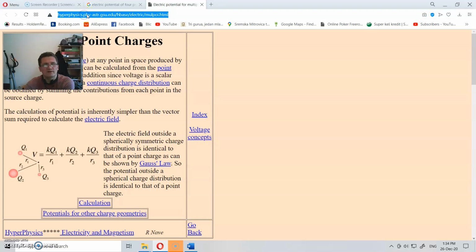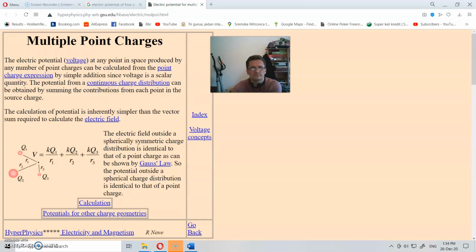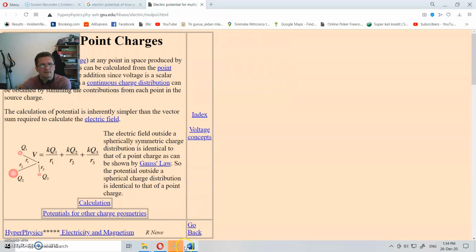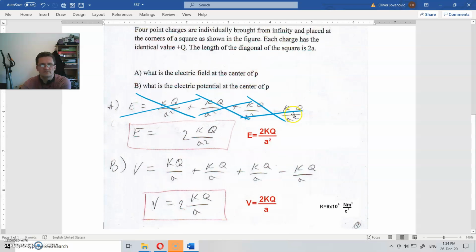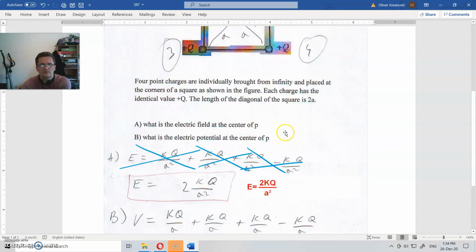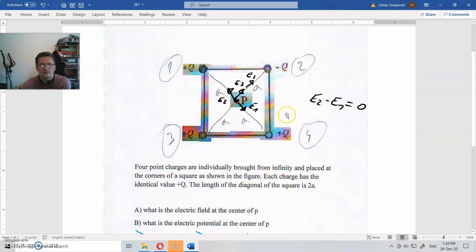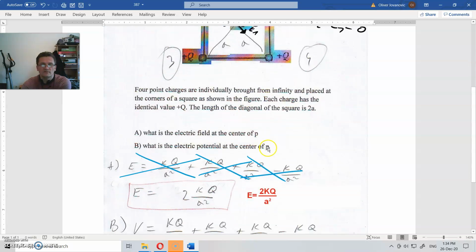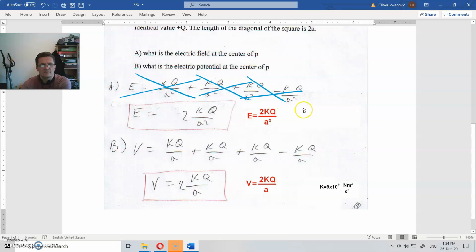So HyperPhysics once again. They are very good, so find them if you want to know more. And that's all there is to it. This thing we did, explained better, and now we get a good result with a good explanation, and that's all there is to it.